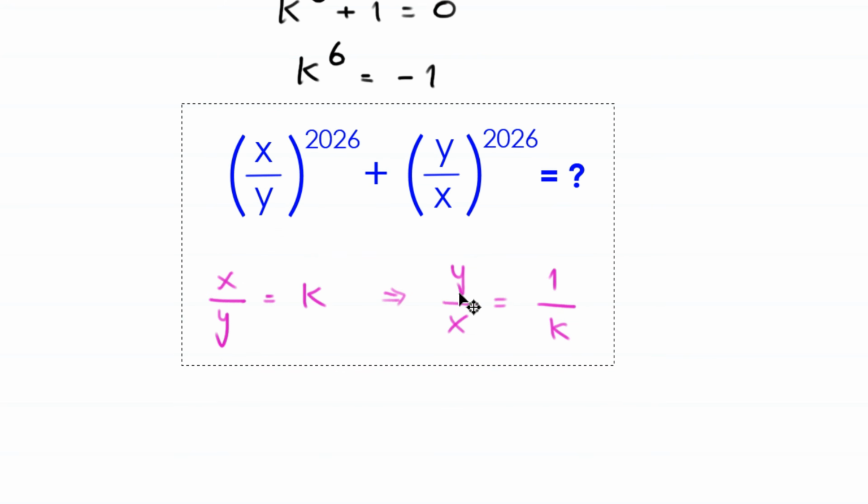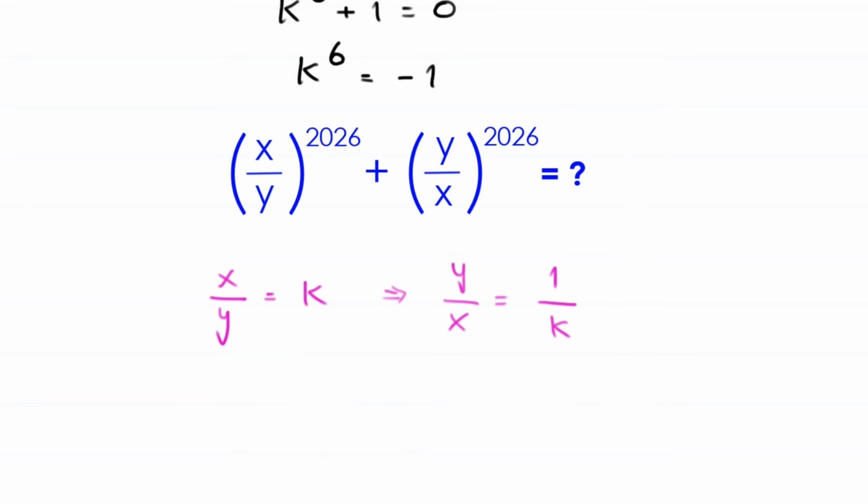We have to find the value of (x/y)^2026 + (y/x)^2026, and we have supposed that x/y = k and y/x = 1/k. It means that now we have to find the value of k^2026 + 1/k^2026.